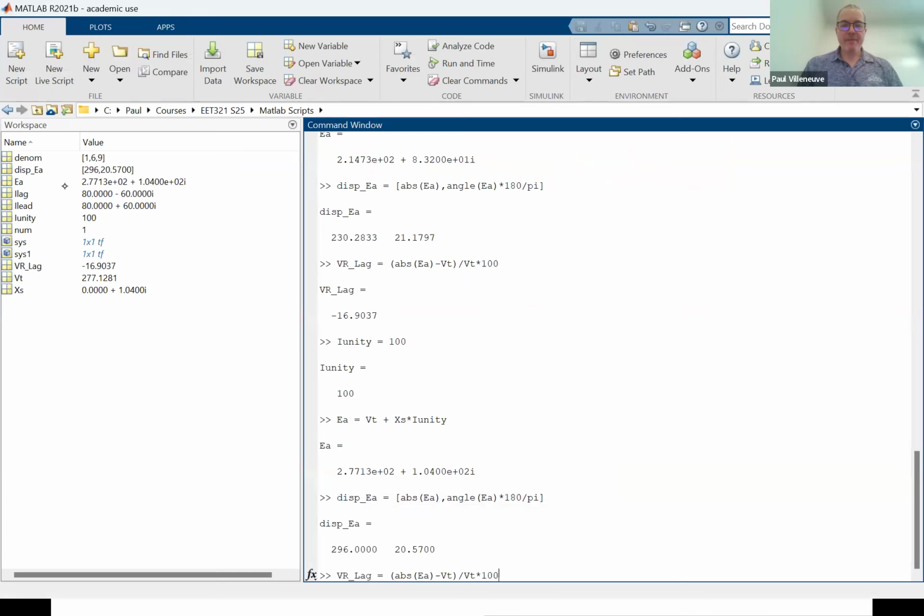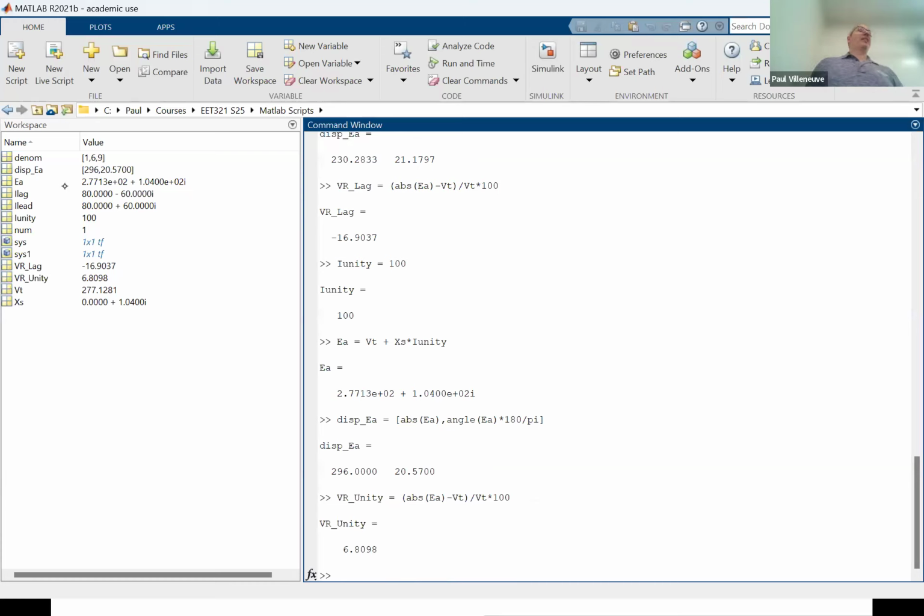Let's do unity. Now the voltage only would float up by 6.8%. Okay, so a slight change in the voltage, but a lot more manageable.